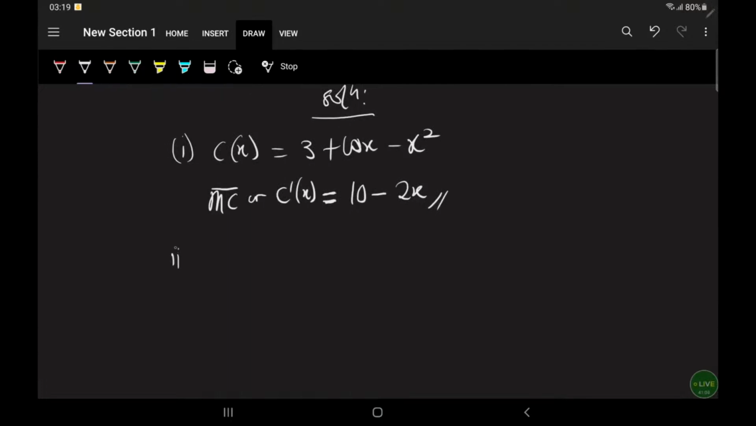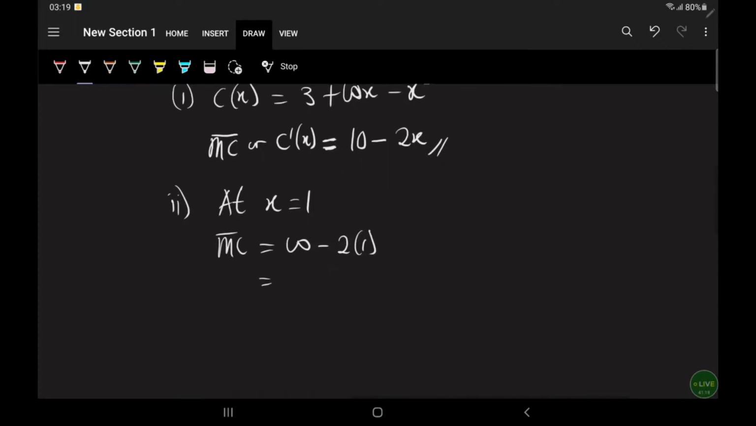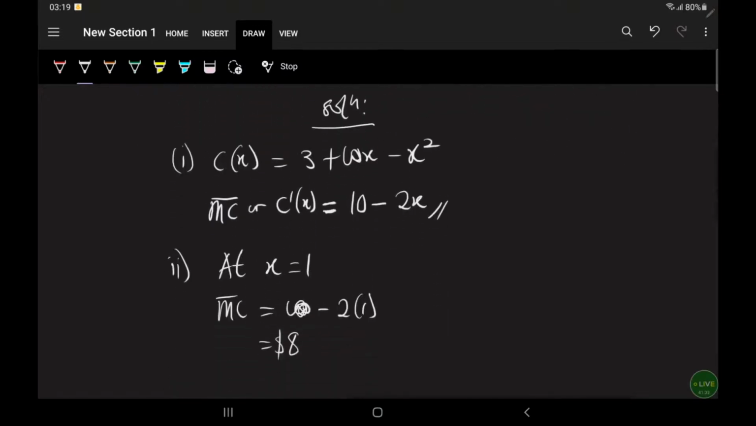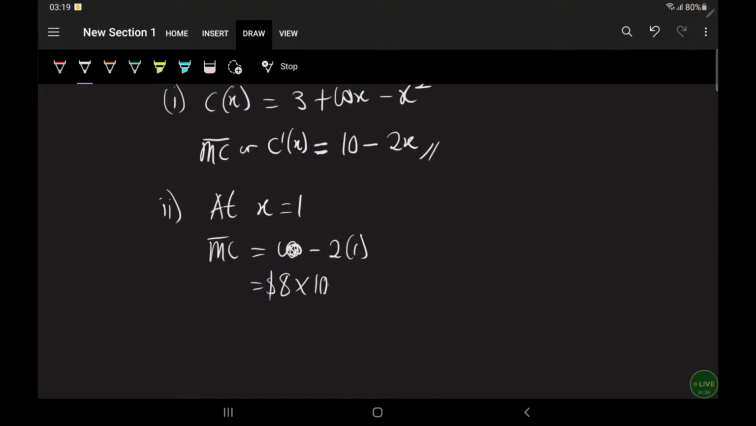So at the production level x equal to 1, what is going to be my marginal cost? My marginal cost is going to be 10 minus 2x, and wherever you see x, substitute 1 there. So 10 minus 2 multiplied by 1 is going to fetch you 2. So 10 minus 2 is going to give me 8. Here we're told that it's in hundreds of dollars. So here you multiply by 100, and you get $800. I hope that is clear.